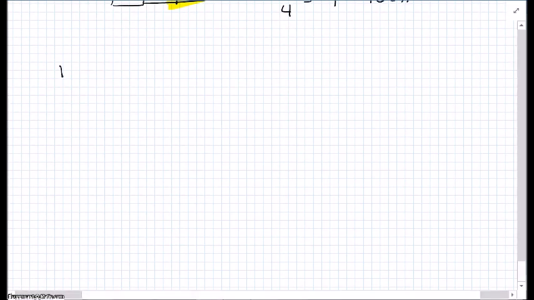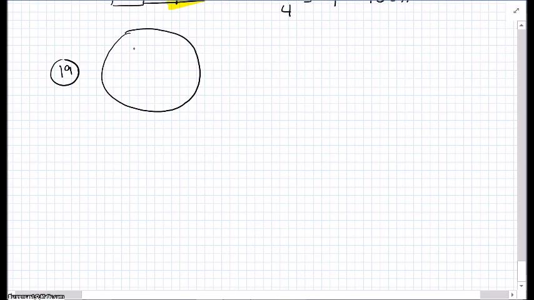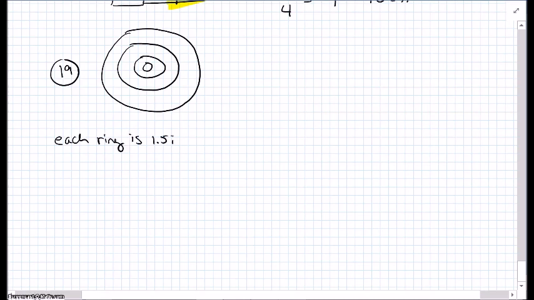All right, last one, number 19. We worked one just like this in class. Suppose a dart lands at random on the dartboard shown at right. Okay, so they show a dartboard that has 1, 2, 3, 4 rings. Each ring is 1.5 inches. Okay, the first one is worth 20, the second one's worth 10, the next one's worth 5, the last one's worth 20. So each ring is 1.5 inches. Obviously, this is not to scale.